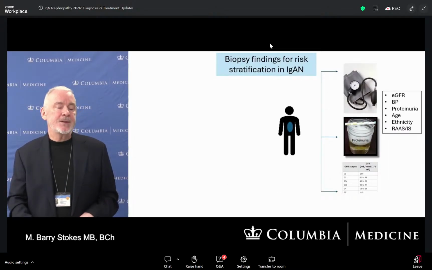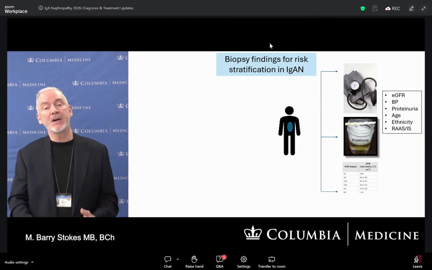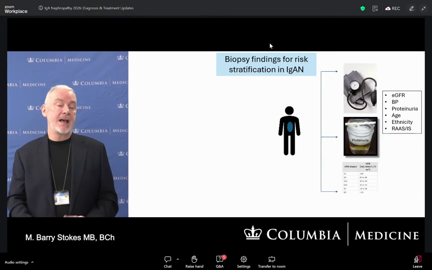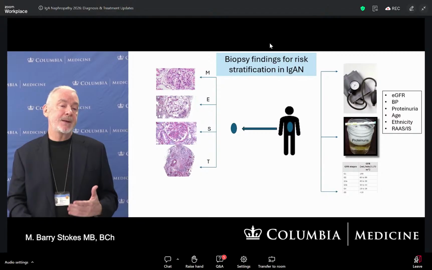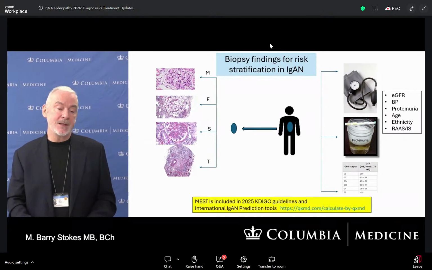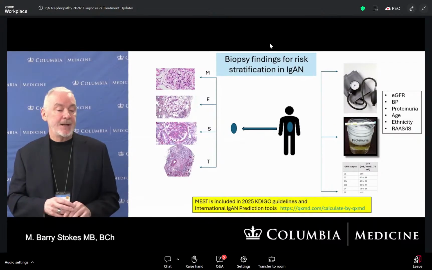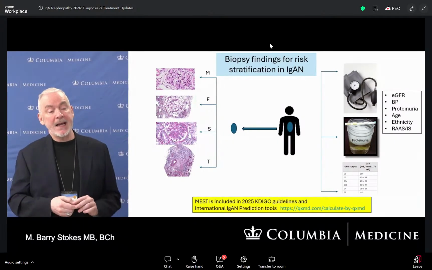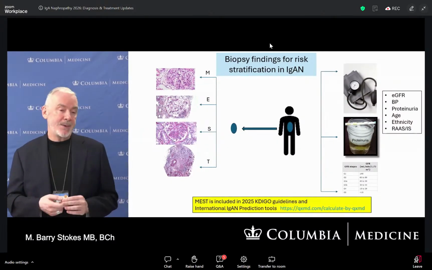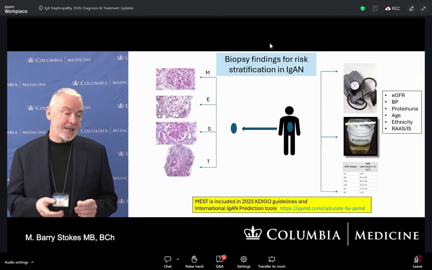So what's the usefulness of the MES score if you integrate it with these clinical features such as renal function markers, blood pressure, age, and the use of RAS inhibitors? You can develop a reliable prediction of the likelihood of poor outcomes. And these international IgA nephropathy prediction tools are available online. These are recommended by the 2025 KDIGO guidelines for IgA nephropathy.